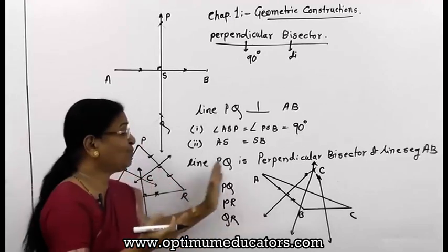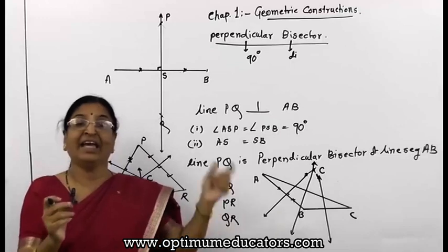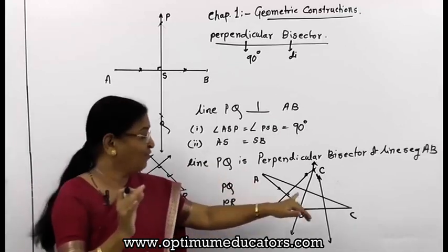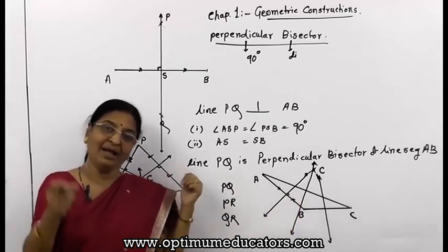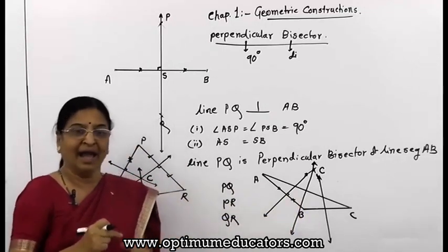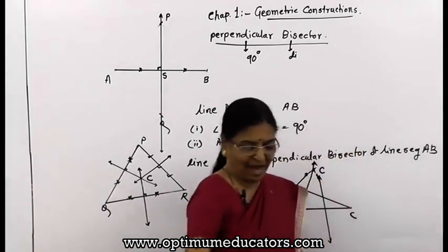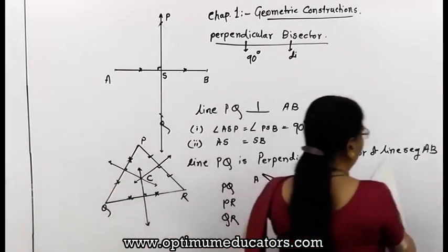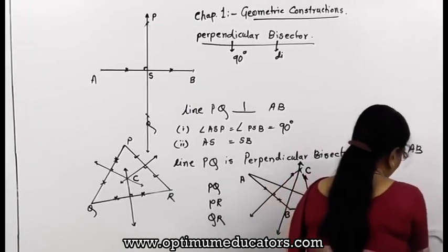So this point of concurrence, which I have marked as C, is outside the triangle for an obtuse angle triangle. For an acute angle triangle, it is inside the triangle. And then what about the right angle triangle? Suppose I want to draw the right angle triangle. I will again draw a right angle triangle.